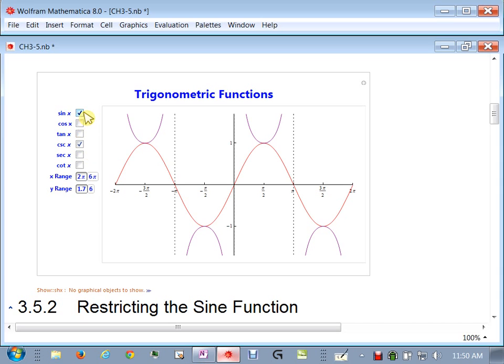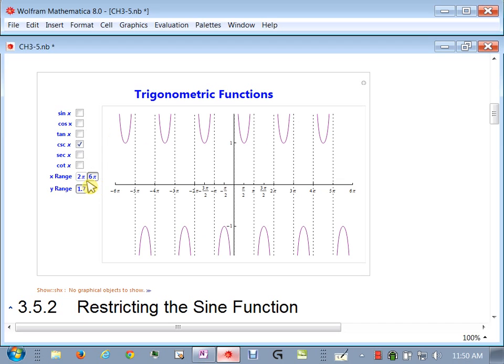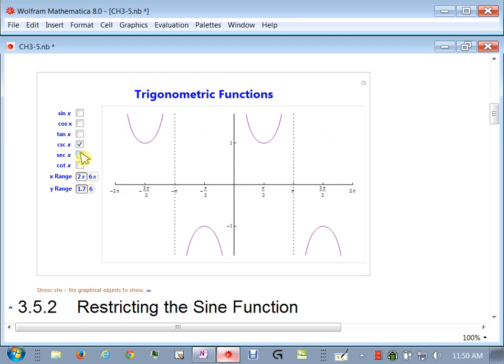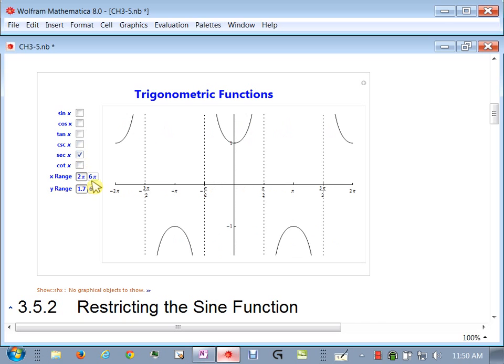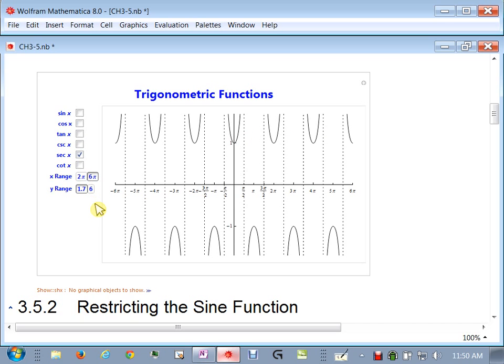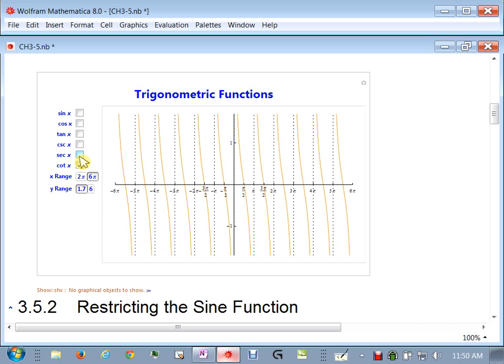Does the cosecant function have an inverse? If I draw a horizontal line here, I'm going to hit it, right? I can spread this out and get more periods if I want. Here's secant, same thing. We've got all sorts of problems with secant there. So all of our trig functions are functions, but they don't have inverses.